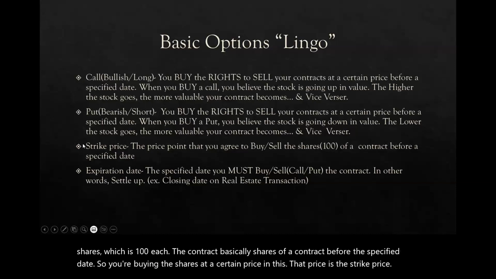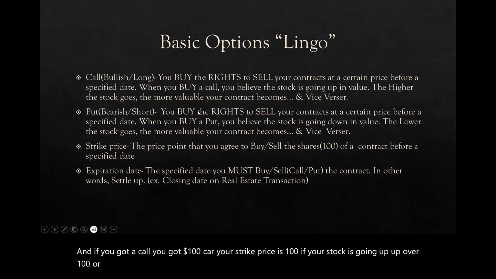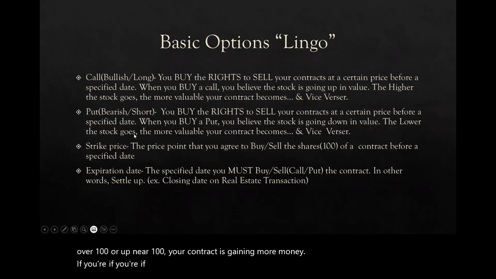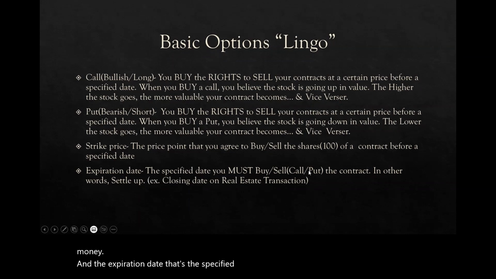And if you got a call, a $100 call, your strike price is 100. If your stock is going up over 100 or up near 100, your contract is gaining more money. If your price is going below or down and you're in a call, your contract is losing money. And the expiration date, that's the specified date that you must buy or sell the contract. In other words, settle up.